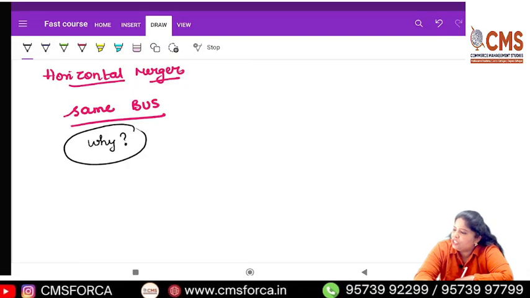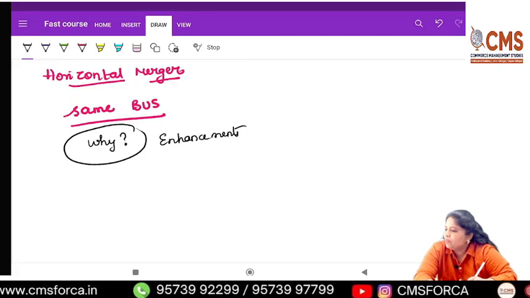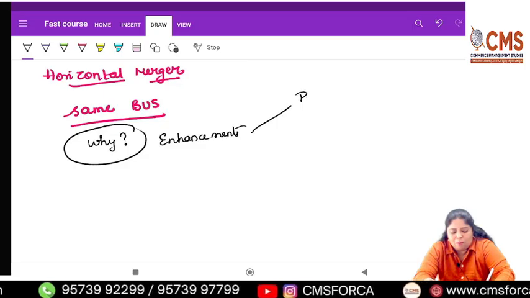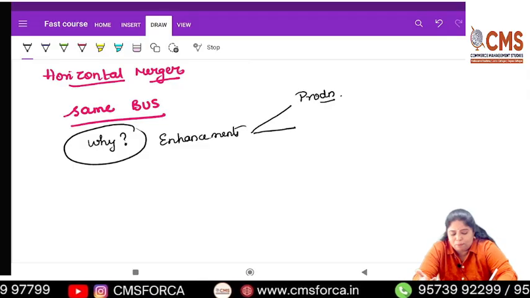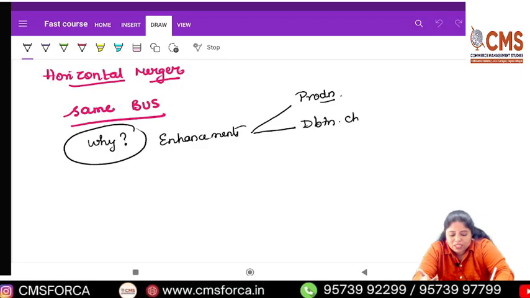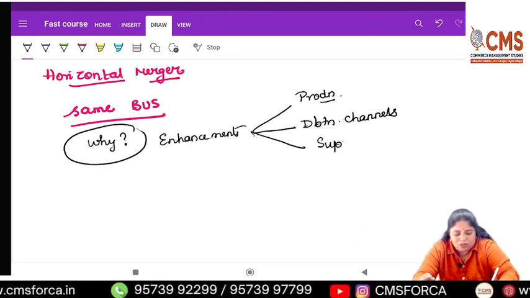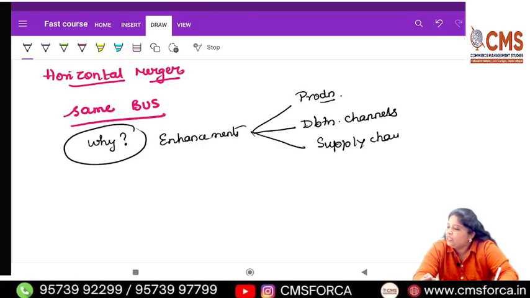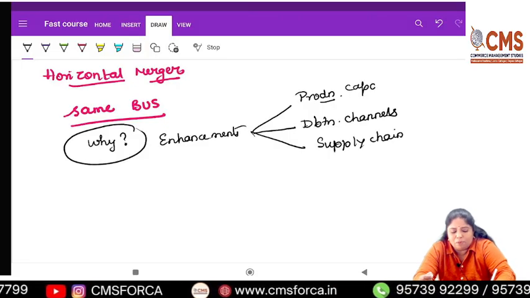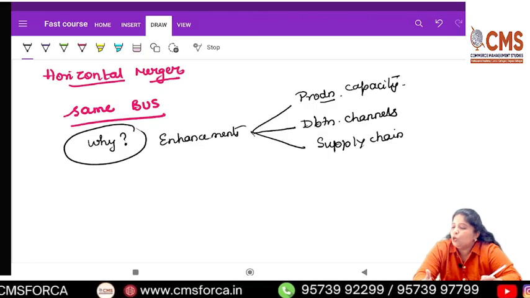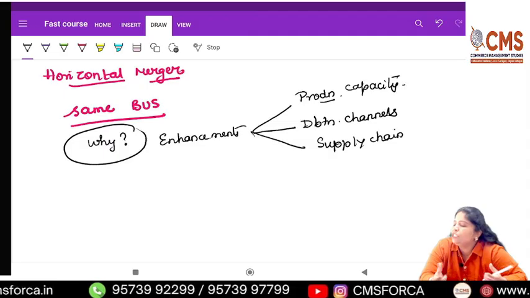When a horizontal merger happens, we can see a lot of enhancements happening. What gets enhanced? Your production capacity gets enhanced, your manufacturing skills will improve, your distribution channels will get strengthened, and moreover, you will have tighter control on your supply chain. So overall, when a horizontal merger happens, enhancements are observed for all the business entities in the merger.